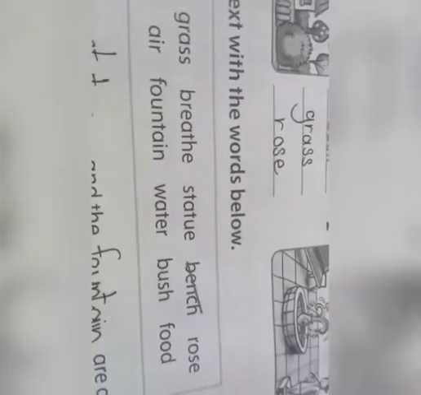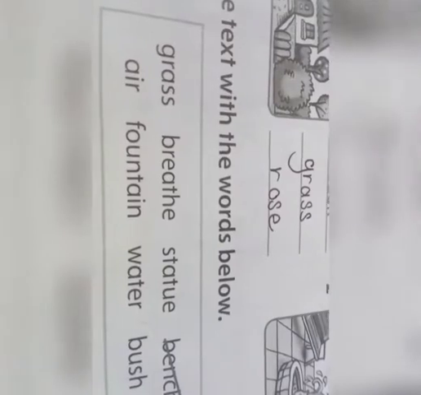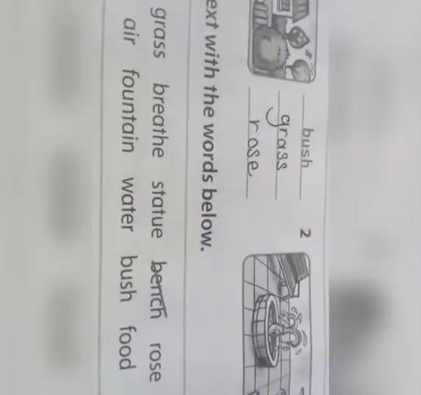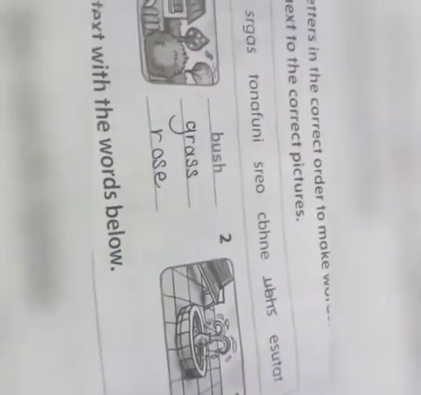Next part. Complete the text with the words below. Now you're again given a word bank, and there are some sentences at the bottom, and you have to fill the blanks with these words. The first one is the dash, and the dash are all non-living things. So find non-living things from here, and then you can add them to that. Okay, it is very simple. You will do it yourself. I know you can do this.